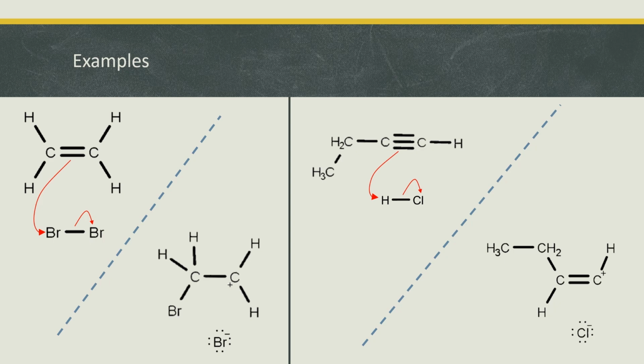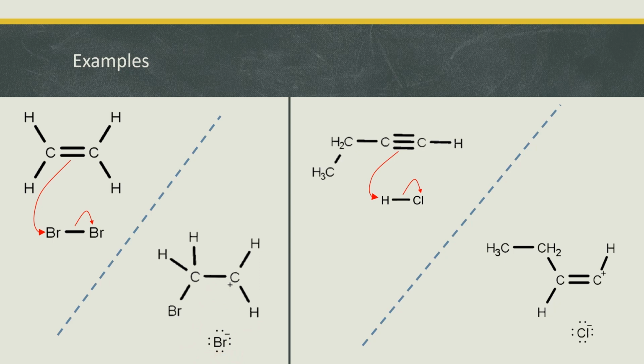This causes our pi bond to break and a covalent bond to form between one of our carbons and the bromine atom, while the bond between the bromines is also broken. And this leaves us with a bromine substituted alkane and a negatively charged bromide ion.